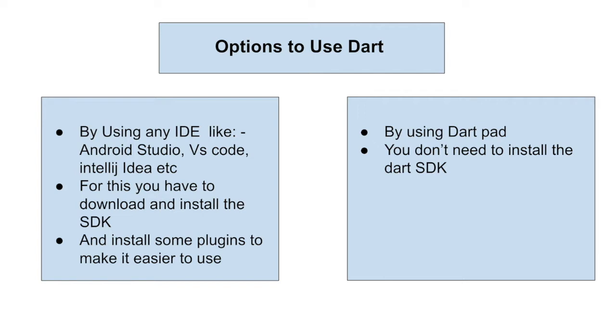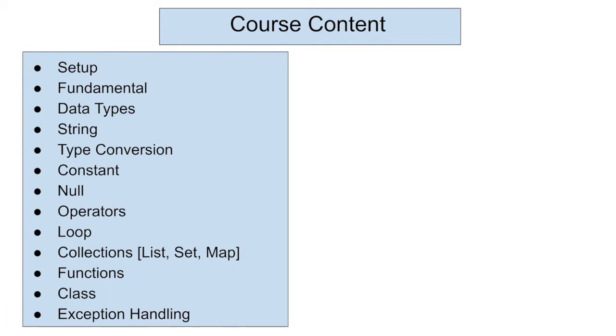So let's see what the course content is and what things we are going to cover in this course. So first is how to set up Dart on your machine. Second, fundamentals. Third, data types. Fourth is strings. Fifth, type conversion. And then constants, null, operators, loops, and collections. Inside the collections, I'm going to complete list, set, and map, and then functions, classes, and last but not least, and very important, exception handling.